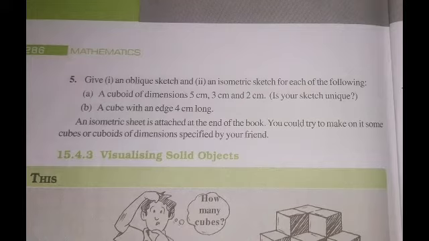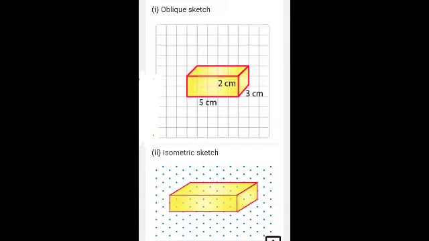The first figure is a cuboid of dimensions 5 centimeter, 3 centimeter and 2 centimeter, and another one is a cube with edges 4 centimeter long. Now let us see how to draw such sketches. Now student, if you observe, the above figure is an oblique sketch and the below figure is an isometric sketch of the cuboid whose length is 5 centimeter, breadth is 3 centimeter and height is 2 centimeter.